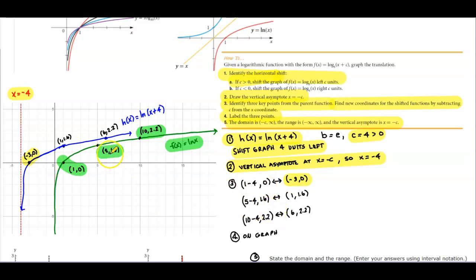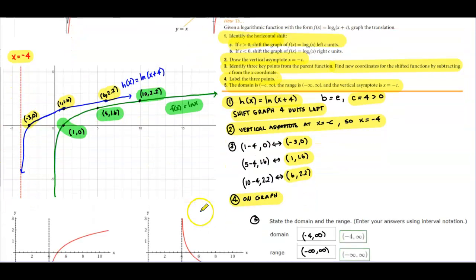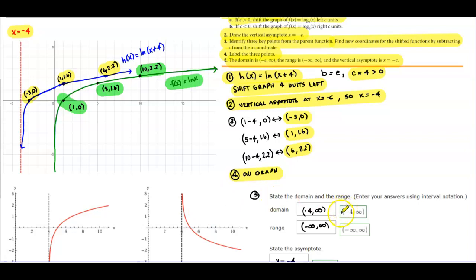The next, we have (5, 1.6). So we're going to take 5, subtract 4, and leave 1.6 alone. So we end up getting (1, 1.6). And then the last one, we have (10, 2.2) from the parent function. So we're going to take 10 and subtract 4 and leave the y value alone. So we're going to get (6, 2.2). And then you can see those points on the graph because we're going to go ahead and plot those points.